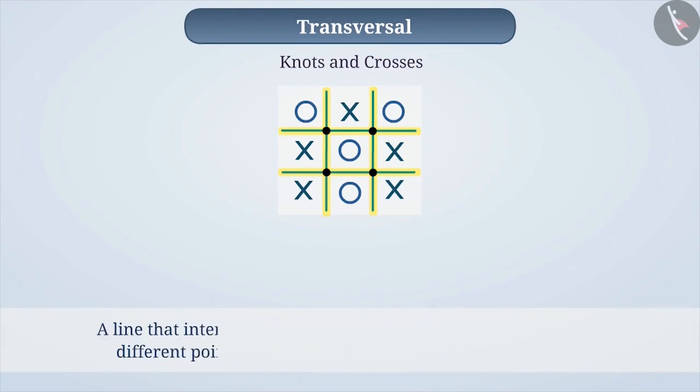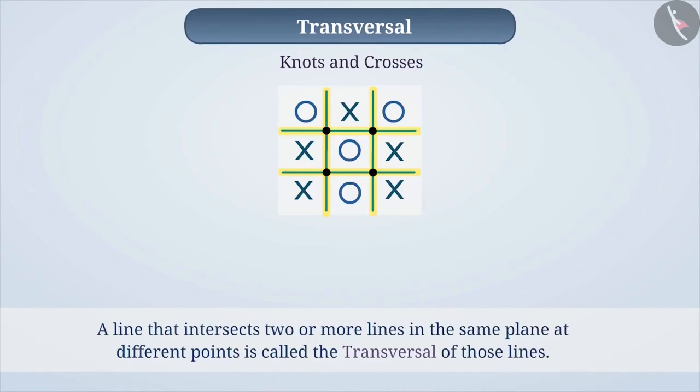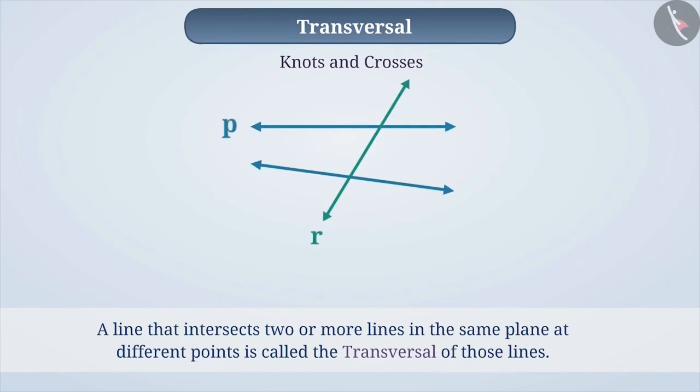A line that intersects 2 or more lines in the same plane at different points is called the transversal of those lines. If you see here, line R is intersecting the line P and line Q at different points. Therefore, line R is the transversal of lines P and Q. This makes different angles with the two lines, which have an interesting relationship amongst them. We will learn about them in the next video. For now, we will understand the transversal.